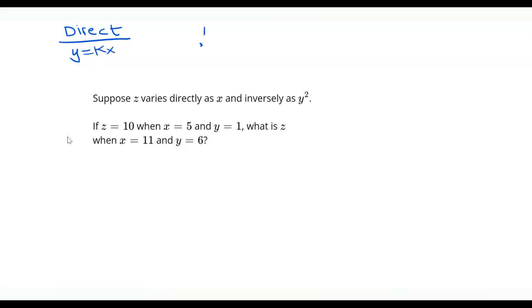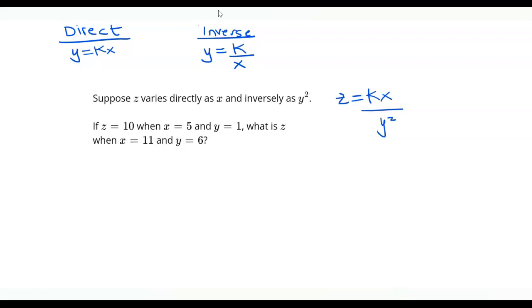If I have one that varies inversely, I'm going to have y equals k over x. So what I'm doing is I'm kind of putting these together. I know z varies directly, so z is out front, varies directly as x, so that gives me kx. We know that's our direct variation. But it also varies inversely as y squared, so what that means is we'll just put it over y squared.